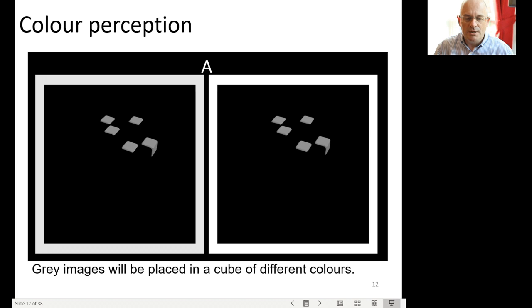Size, brightness, motion, color. How good's color perception? You probably feel it's quite good for most people. Some people have a deficiency, red green deficiency. Some people are colorblind. Very few people, in fact, are colorblind.